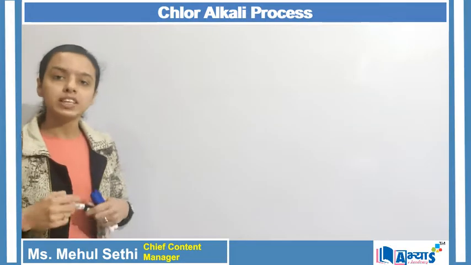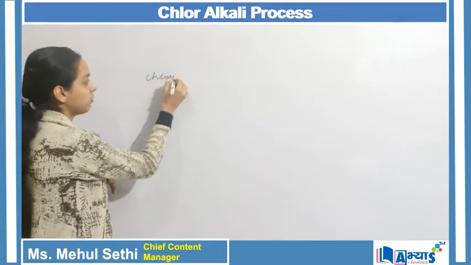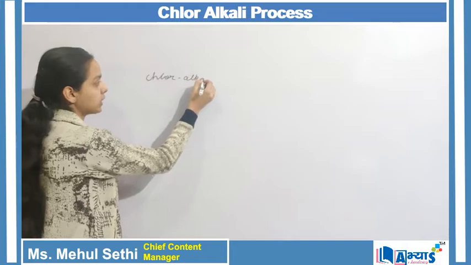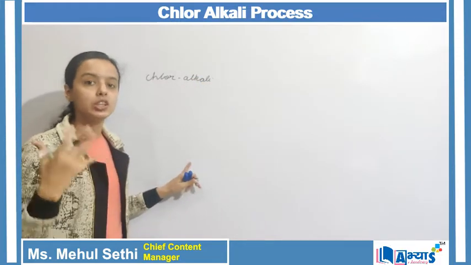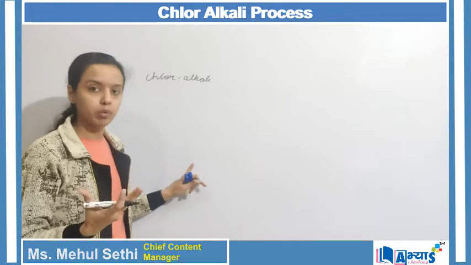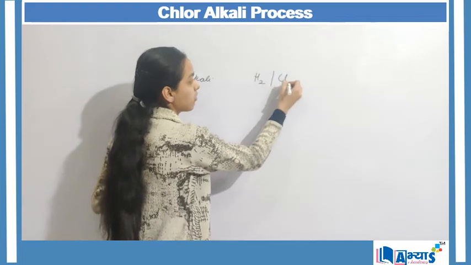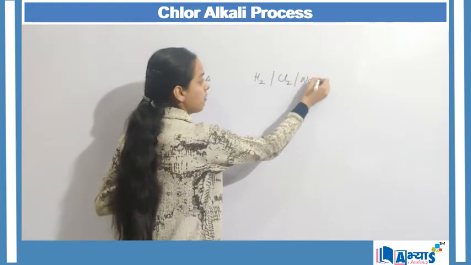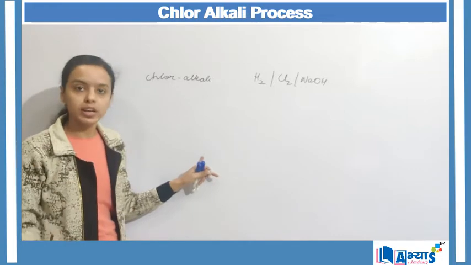So let us now discuss more about the concept of the chlor-alkali process. Now, as we have discussed the chemical equation, we will discuss the various uses of the products or byproducts. The first product was hydrogen gas, then we have chlorine gas, and then sodium hydroxide. We will discuss the uses of these three products one by one.